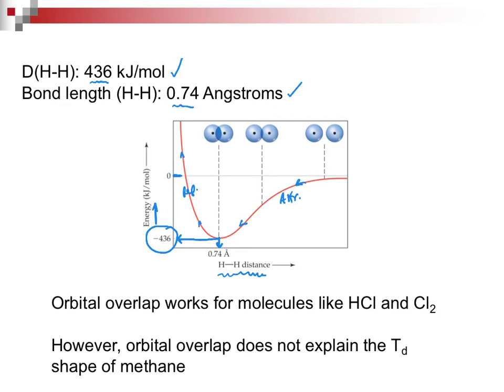So if I have a molecule as simple as H2, this is fine. If I have a molecule like HCl, also fine. Cl2, we're starting to push our limits. So it's very easy. All of these molecules are linear. But what about, it says here, if I have methane? What's really happening in that?